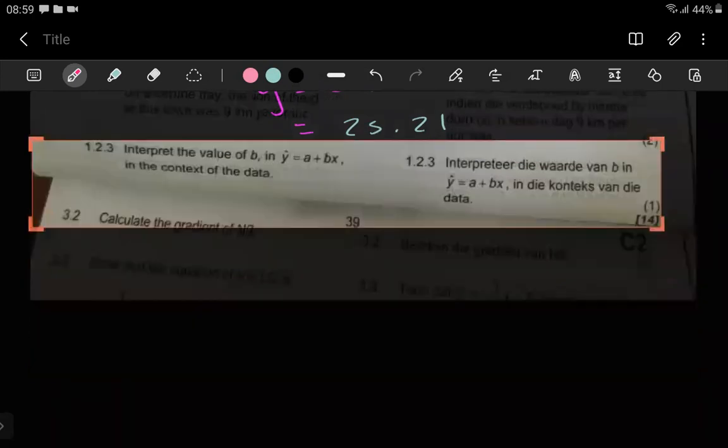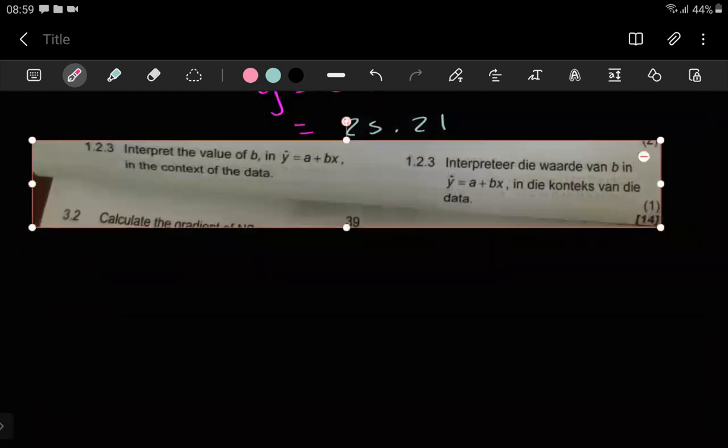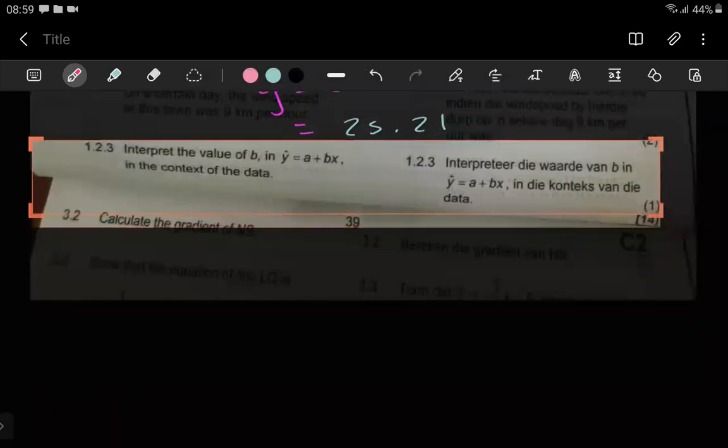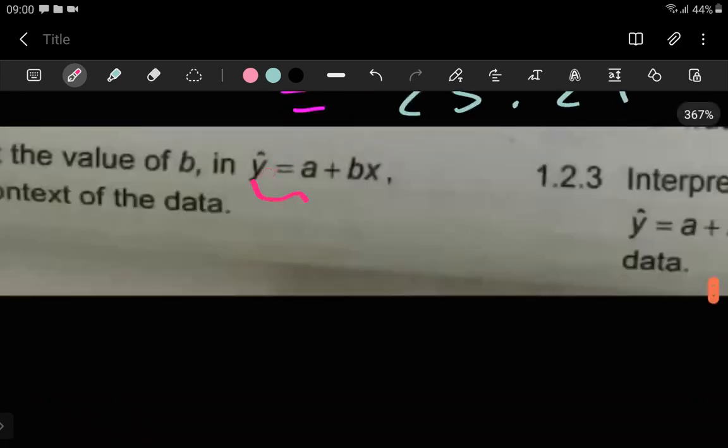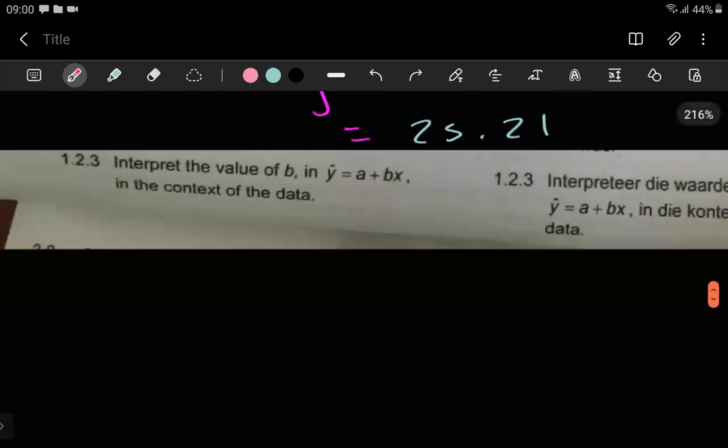Yes, we need to do 1.2.3. Interpret the value of b in this equation in the context of the data. Yeah, so this kind of a format, right? What kind of an equation does this remind you of? What kind of a graph does it remind you of? Parabola? This equation.